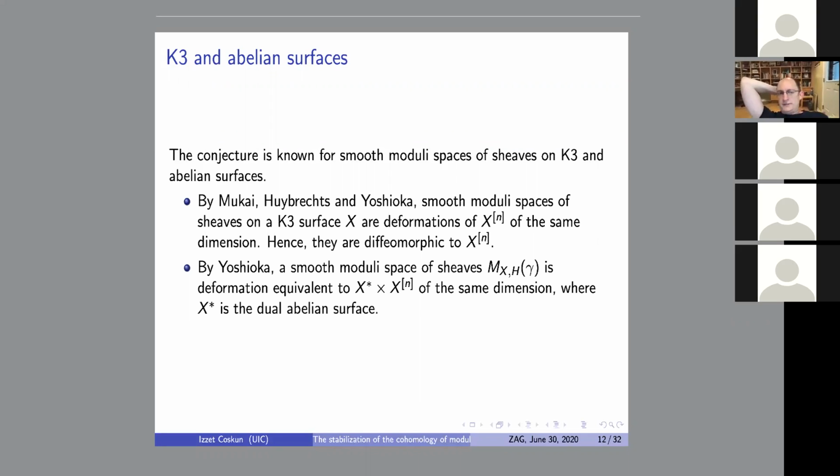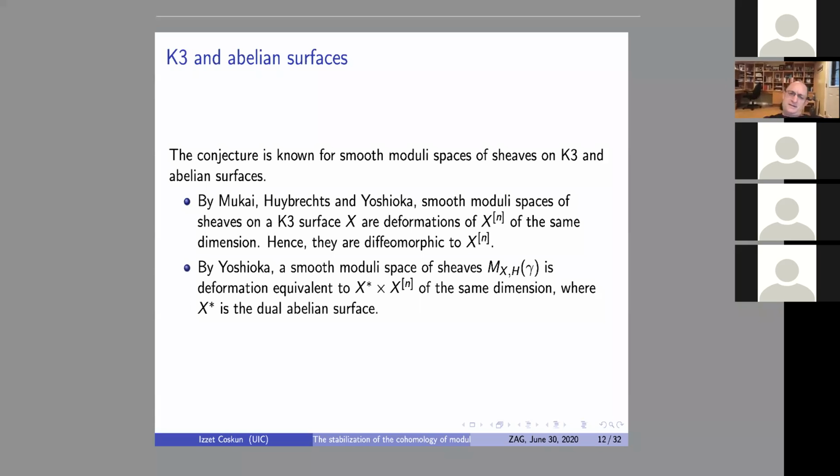And in this case, you don't even have to take any limits or anything. So, by results of Mukai, Huybrechts, and Yoshioka, smooth moduli spaces of sheaves on the K3 surface are hyperkähler manifolds, and they are deformations of the Hilbert scheme. So in particular, they're diffeomorphic to it. So the Betti numbers are all the same. You don't have to take any limits to make the discriminants tend to infinity or anything like that. So the stabilization in that case is just the stabilization in the case of the Hilbert scheme.